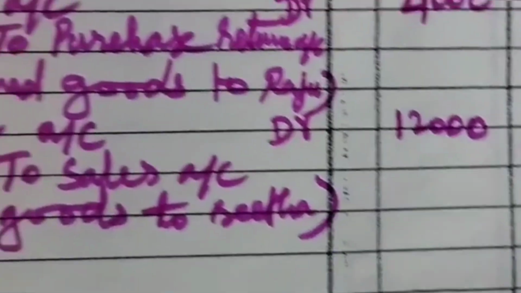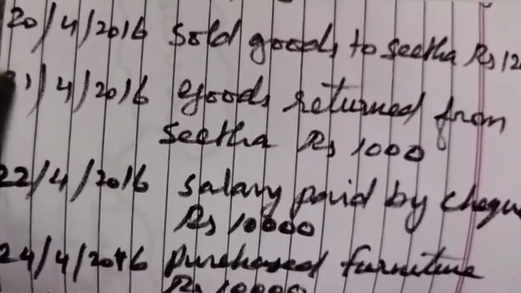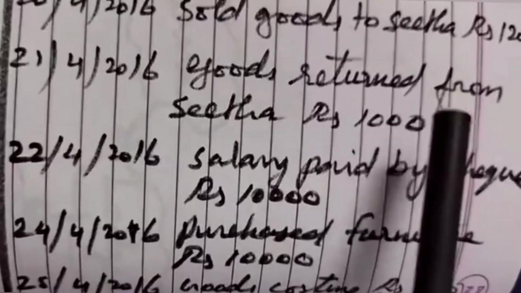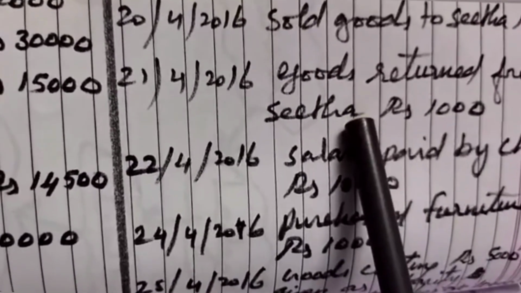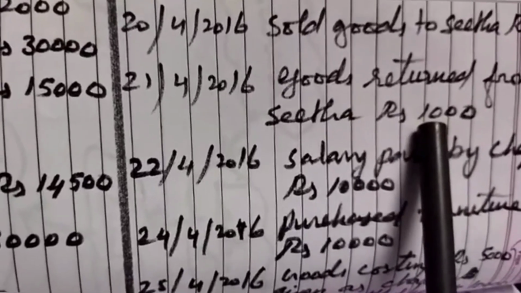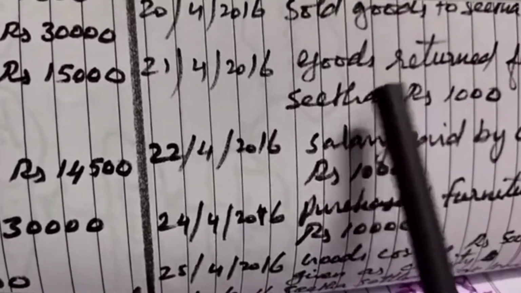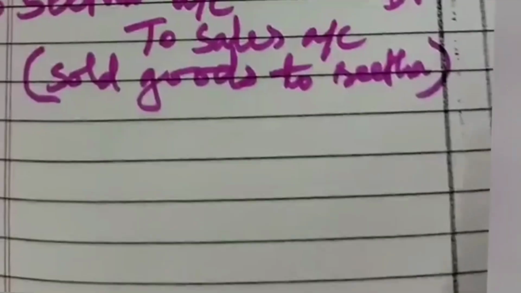Okay, we can go to the next transaction. See here, 21st April 2016, goods returned from Sita rupees 1,000. Damaged goods we are receiving are called sales return or return inwards. So we have to debit the sales return account and credit the Sita account. Now we can write the journal entry. What's the date? 21st. Sita returned goods, so we received the goods.